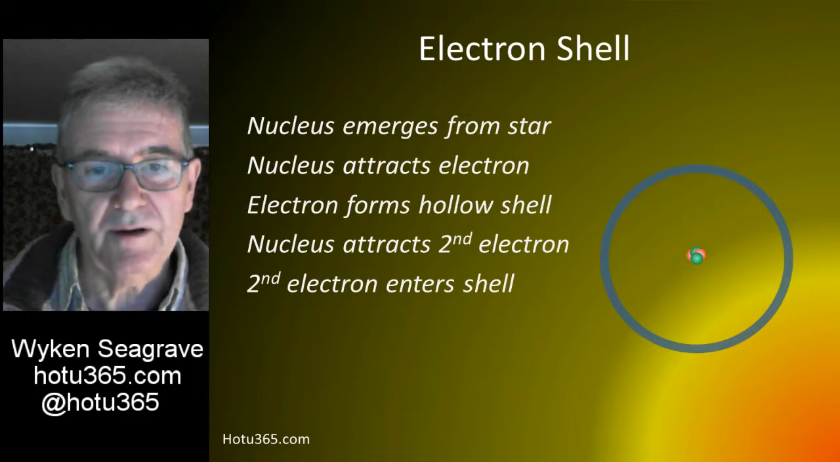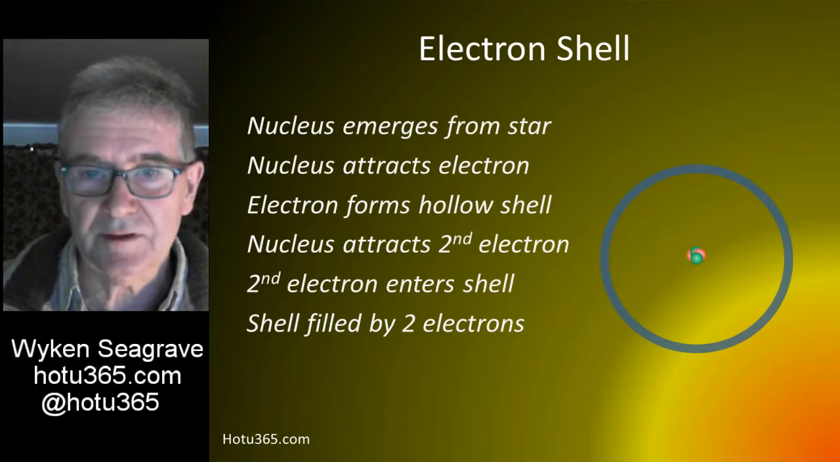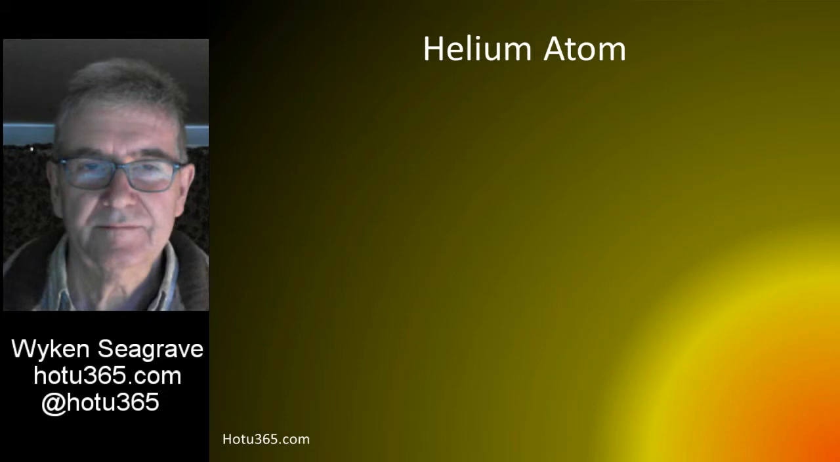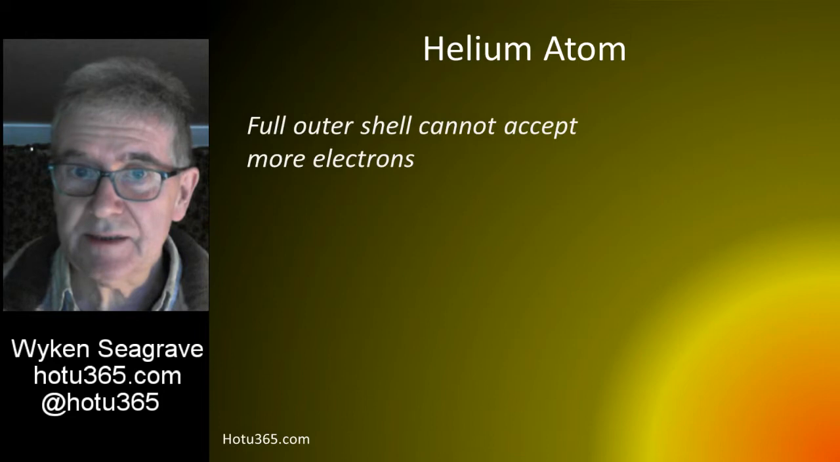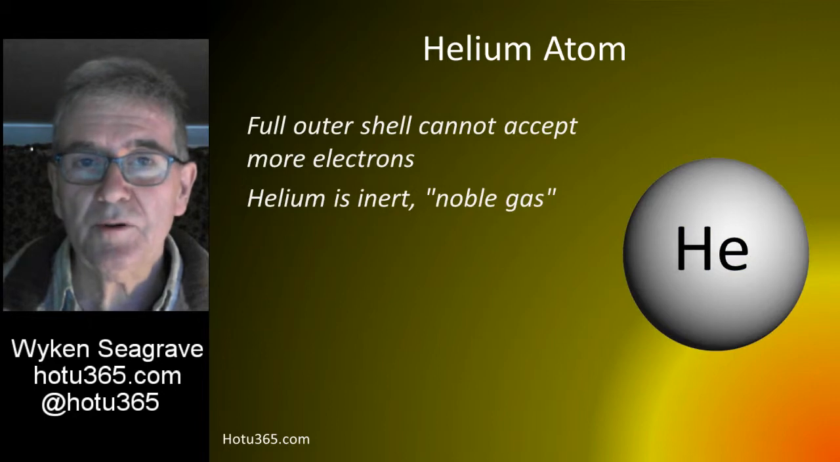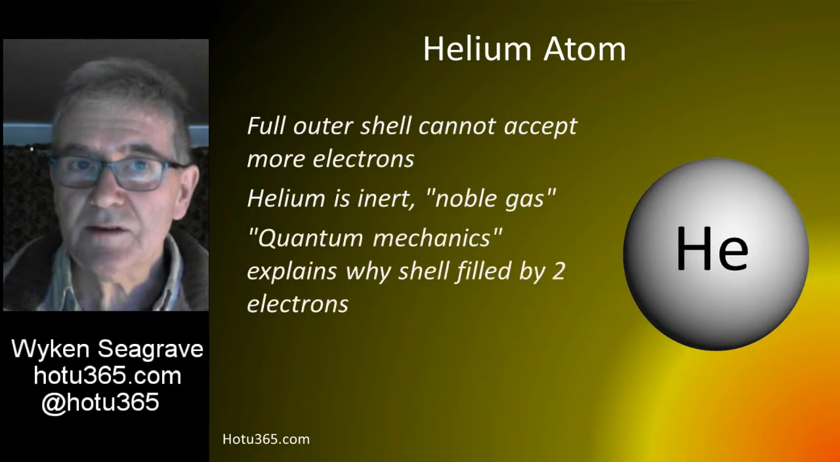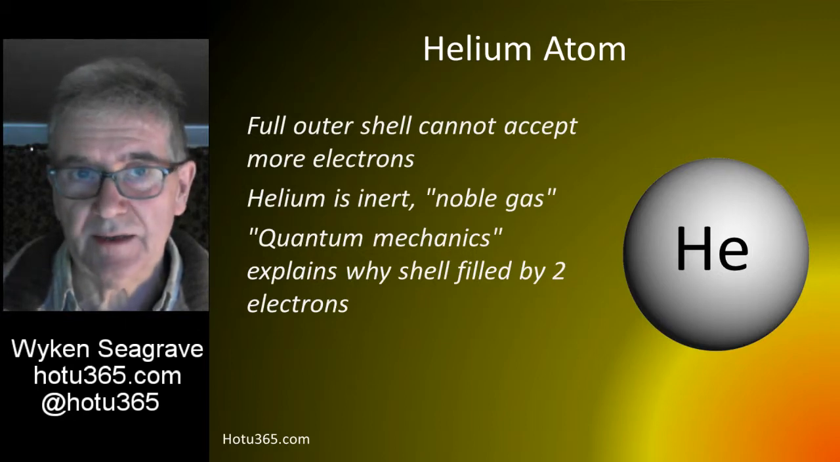Now comes the magic part. This shell is now filled by these 2 electrons. This full outer shell cannot accept any more electrons. As a result of this, the helium atom is inert. It's called a noble gas. The outer shell does not interact with any other atoms. The reason why is explained by the branch of physics called quantum mechanics.